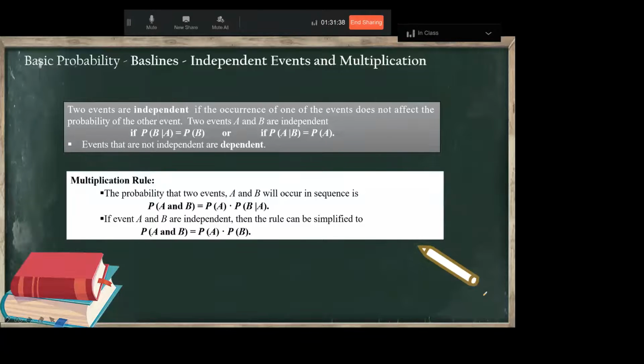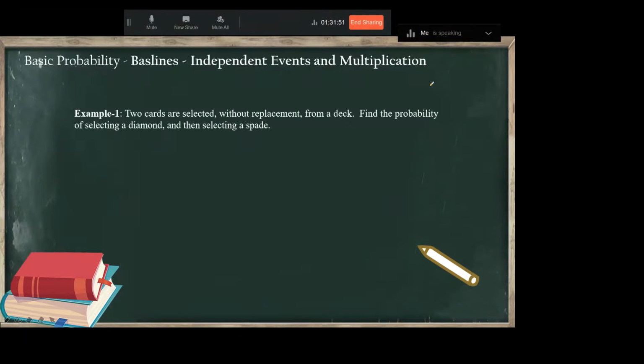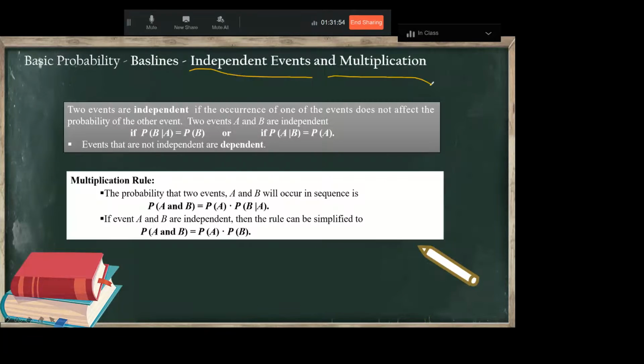Now let's talk about the concept of independent events and the rule of multiplication. You know the addition rule, you know the conditional probability. Now we're going to talk about how to get an independent event. Two events are independent if the occurrence of one event doesn't affect the probability of the other event, then they are independent.